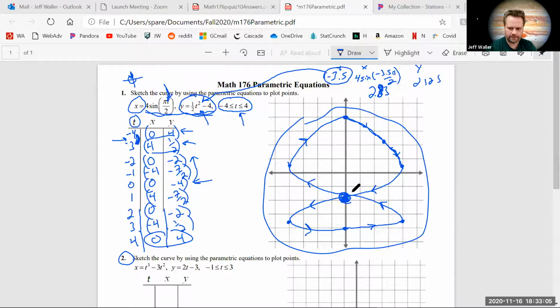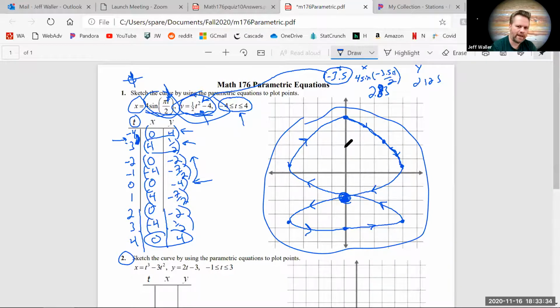What's the largest x in this picture? 4. And what's the smallest? -4. If you look at it like this, doesn't it look like a sine wave that somebody smushed? Isn't that what that says? As x does this, y does this, right? Which is parabolic.